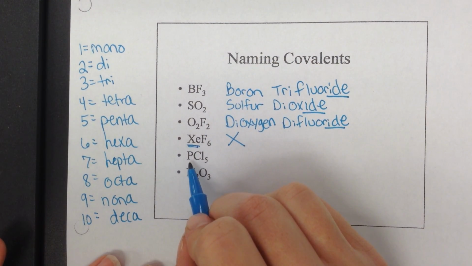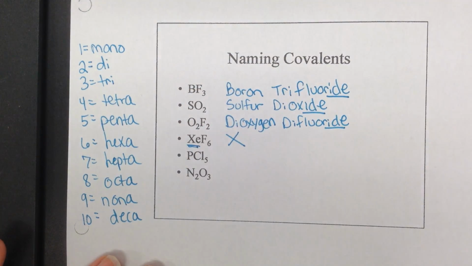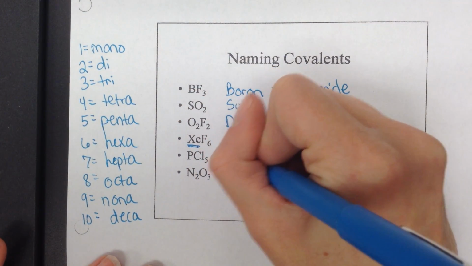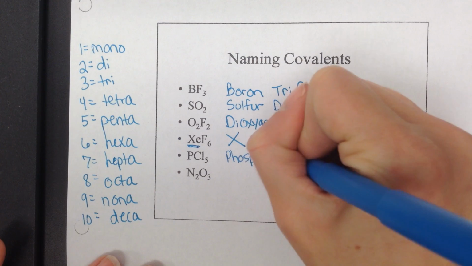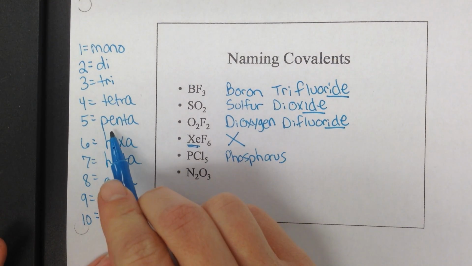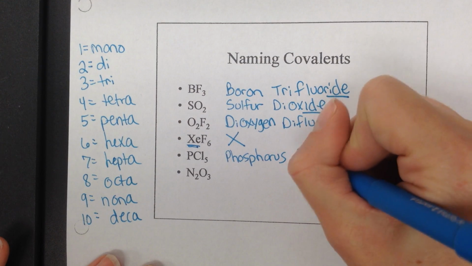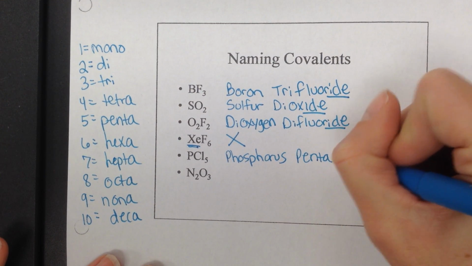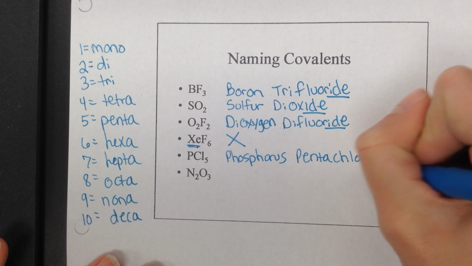All right, next one. This is phosphorus. It only has 1 atom, so once again, if it's the first atom and there's only 1, you don't use the prefix. So phosphorus. And then there are 5 chlorines. 5 goes with penta. So penta, and instead of chlorine, chloride. Change that ending to IDE.